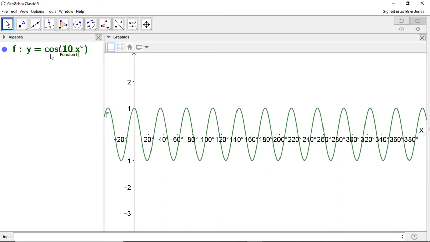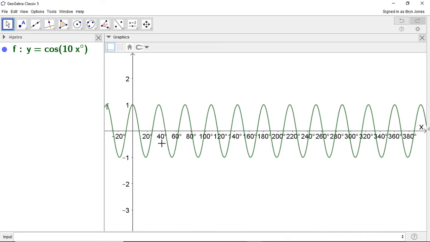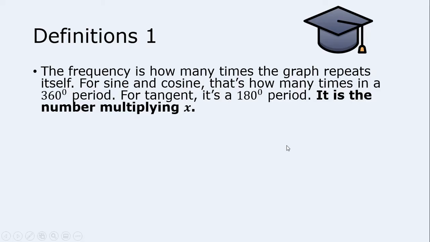notice that we use sine like sin, and cos is like the shorthand when we're actually typing this out. And on your calculator, you'll see a sin button and a cos button. It's actually sine and cosine. Again, look, this is the bucket shape, but it repeats 10 times. So I put here it's the number multiplying x.